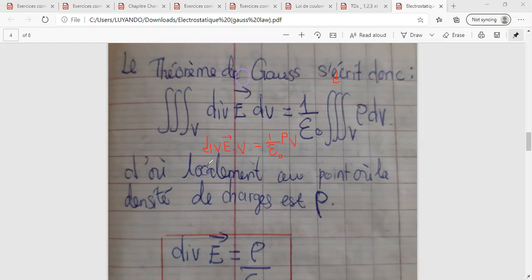Which I can divide by V. So this V and this V will go. I'll just have div E is equal to rho over epsilon zero. So if I'm asked to find the divergence, this is the formula. Divergence E is equal to rho over epsilon zero, which is what we have here.